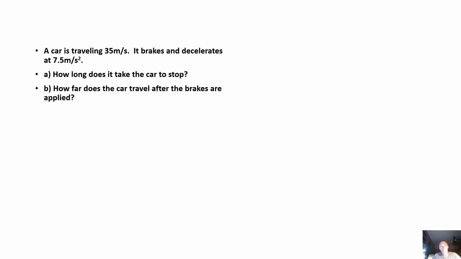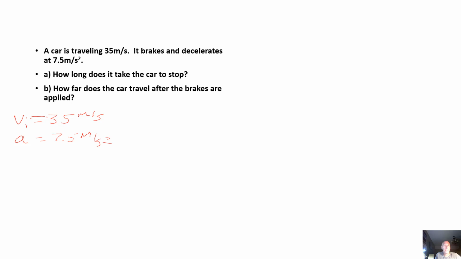Okay, each problem usually gets a little bit harder here. So now a car is traveling 35 meters per second. It brakes and decelerates at 7.5 meters per second squared. So it's kind of taking that last problem to the next step. So VI is now 35 meters per second. Okay, A, while it's decelerating, is 7.5 meters per second squared.